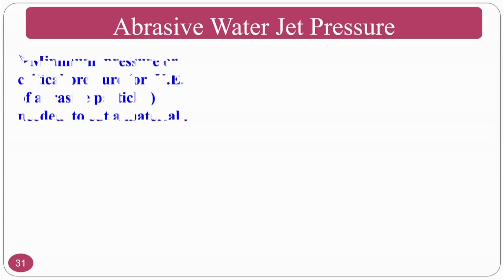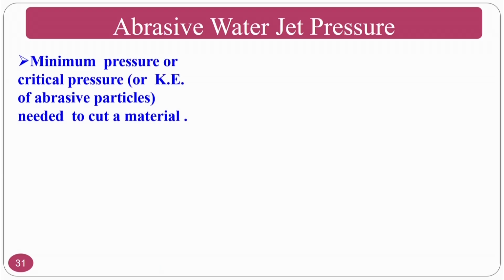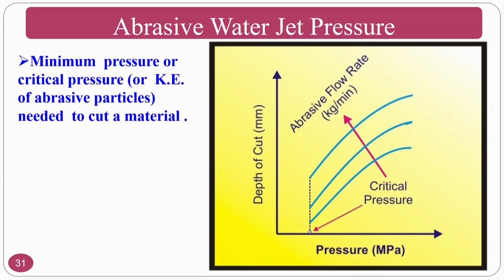So, abrasive water jet pressure, the minimum pressure, is nothing but the critical pressure. It is needed to start the cutting of the material. If you see the picture, this is the critical pressure. Critical pressure means the pressure beyond which the material starts to be cut.